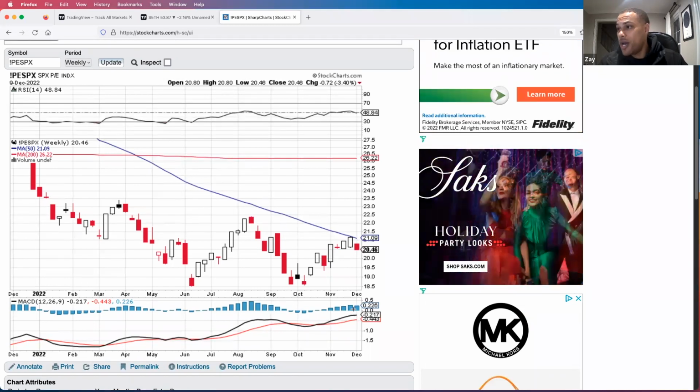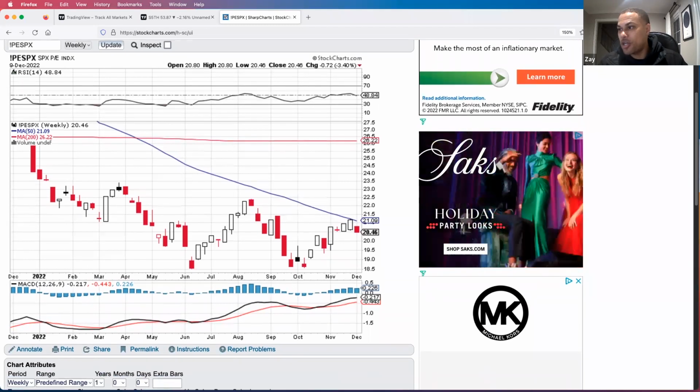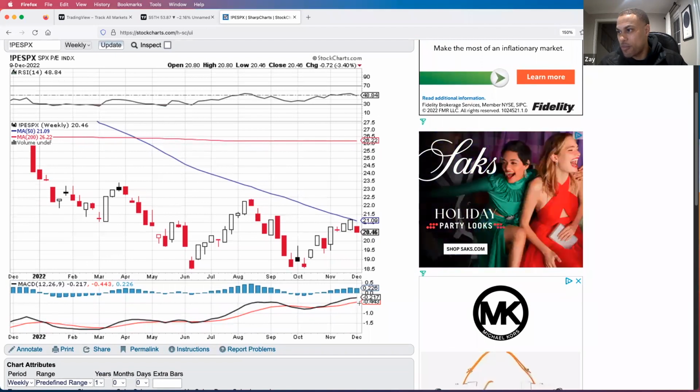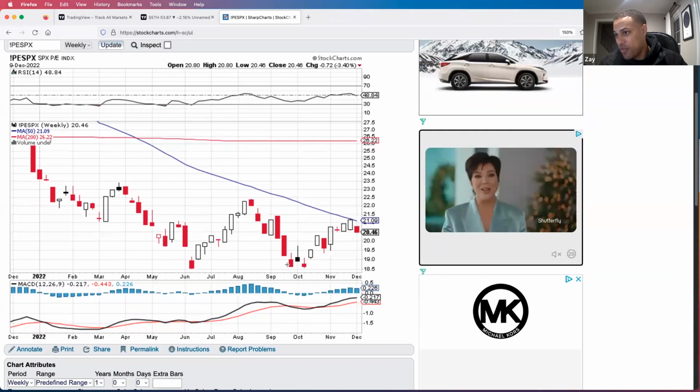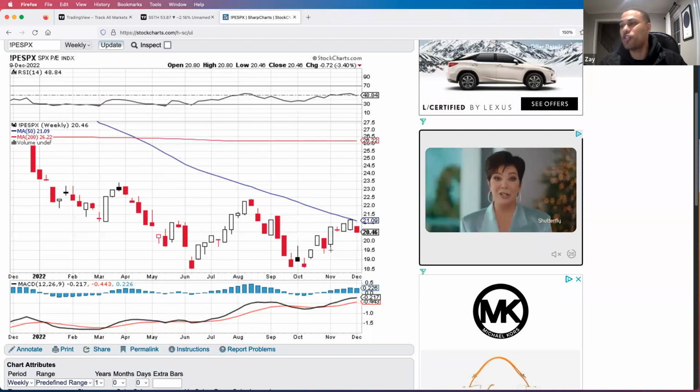And as you can see, the histogram MACD is starting to lose momentum, and this looks like it's ready to start curling for the black line to go over the red. And whenever we've had that happen, we've been going into a downtrend.